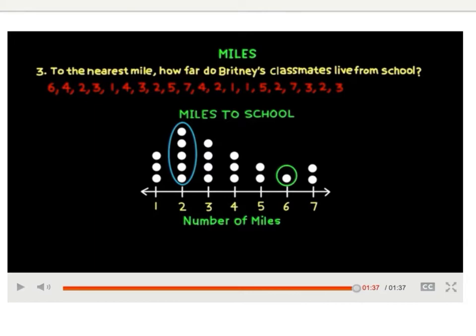So as a recap, what are statistical questions? So statistical questions are questions that may have the possibility of having different answers.